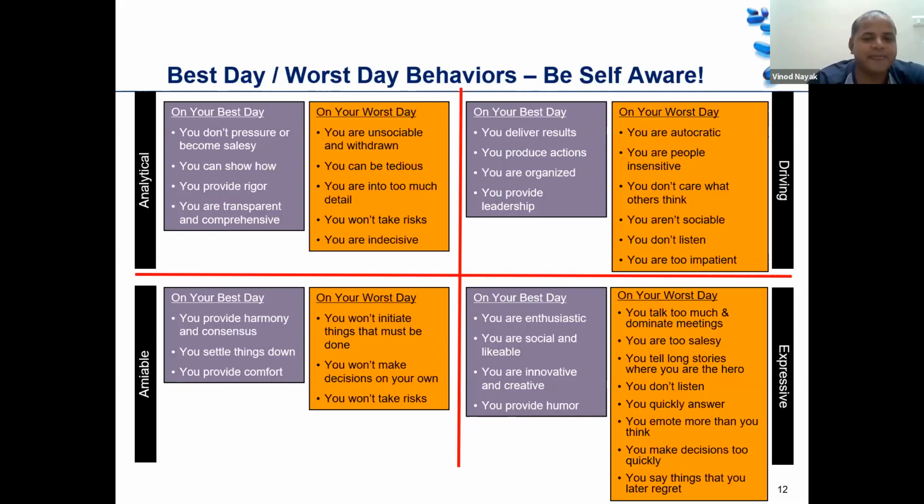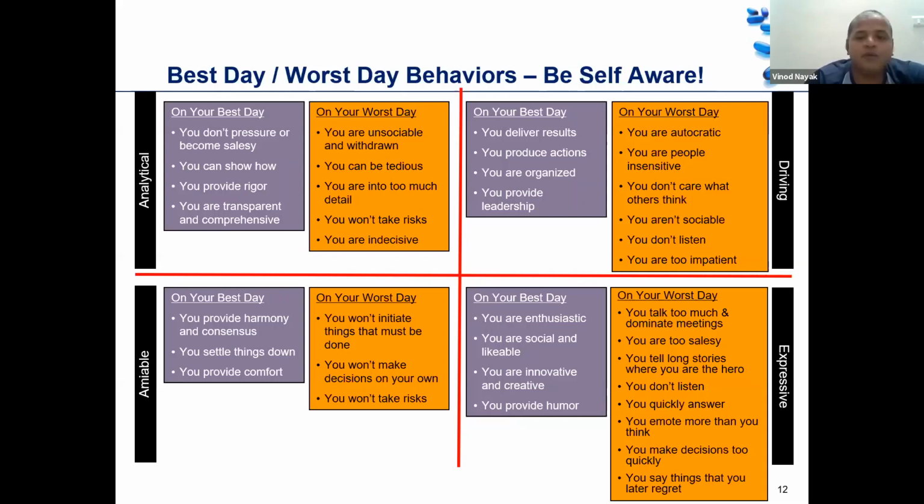On the other hand, expressive people, on their best day, will be very enthusiastic. They are very charged up to do things. They are very social people. They are very innovative and creative, and they try to innovate a lot of things. And they provide humor also because they are very talkative. They understand people. They actually play with emotions.